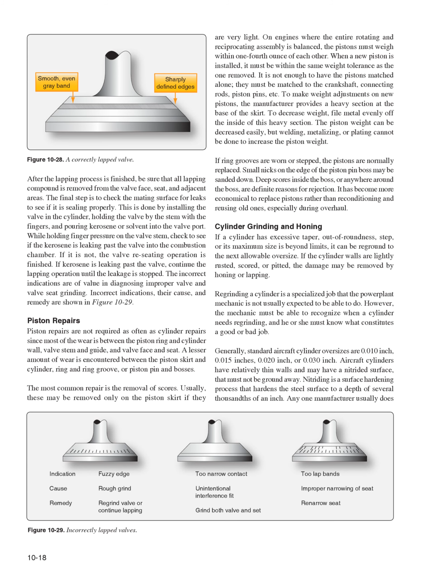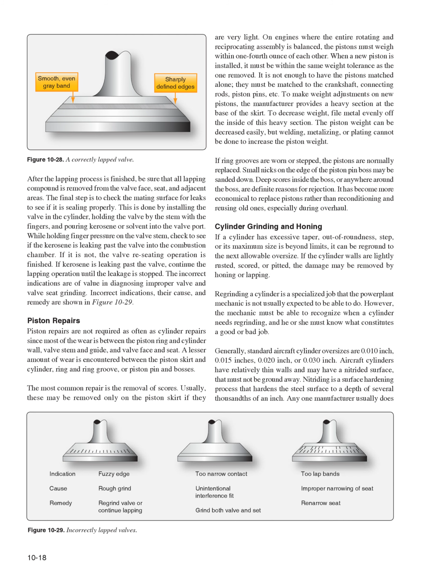If a cylinder has excessive taper, out of roundness, step, or its maximum size is beyond limits, it can be reground to the next allowable oversize. If the cylinder walls are lightly rusted, scored, or pitted, the damage may be removed by honing or lapping. Regrinding a cylinder is a specialized job that the powerplant mechanic is not usually expected to be able to do. However, the mechanic must be able to recognize when a cylinder needs regrinding, and he or she must know what constitutes a good or bad job.